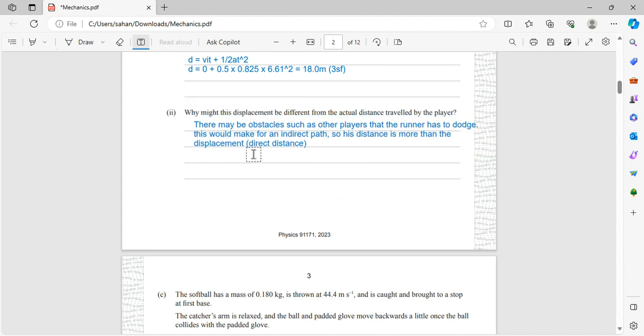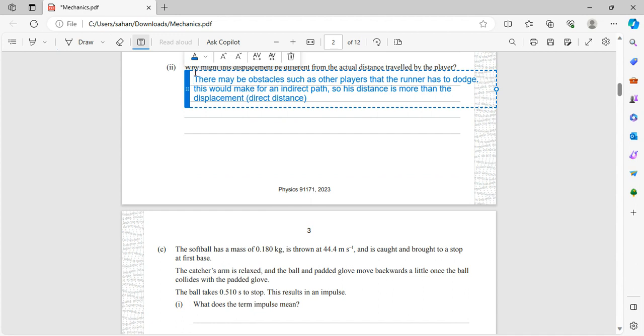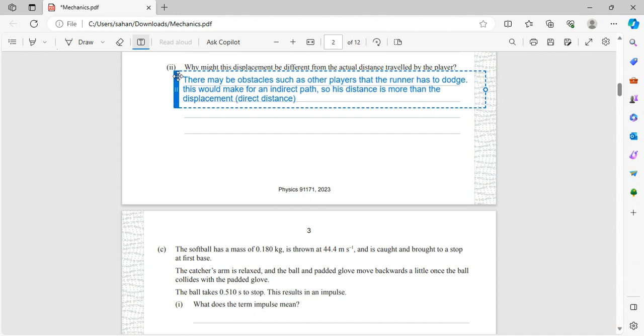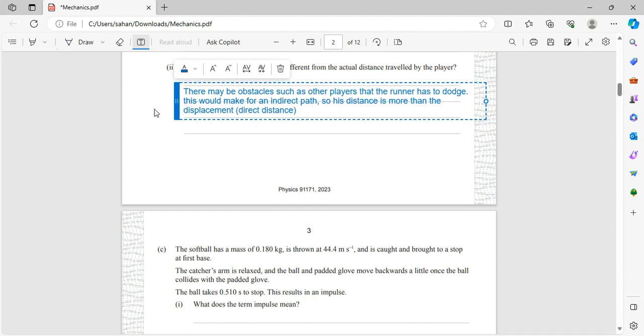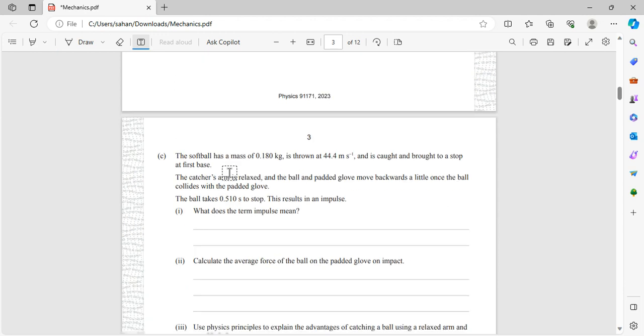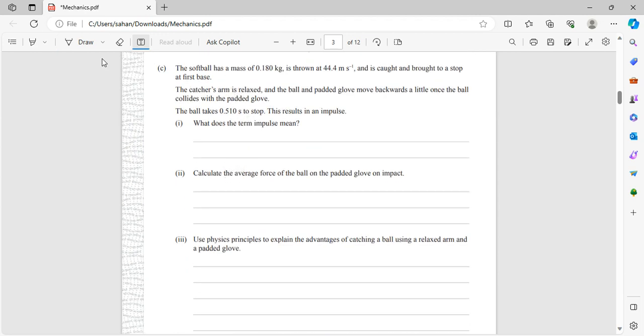Alright, so let me just move this so that you guys can see it properly. There we go. Alright. The softball has a mass. Okay, let's just underline all the important numbers here. So that's the mass, that's the velocity, and it's brought to a stop. That's probably important too. The catcher's arm is relaxed, and the ball on the pad. Okay, cool. So there. That's t.